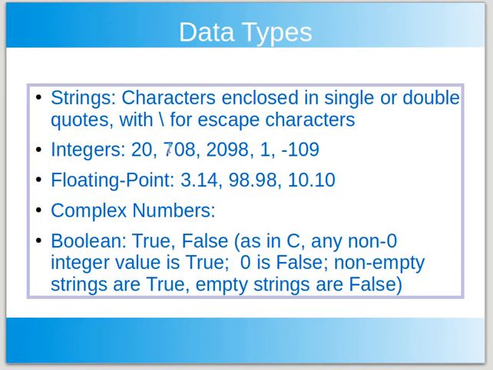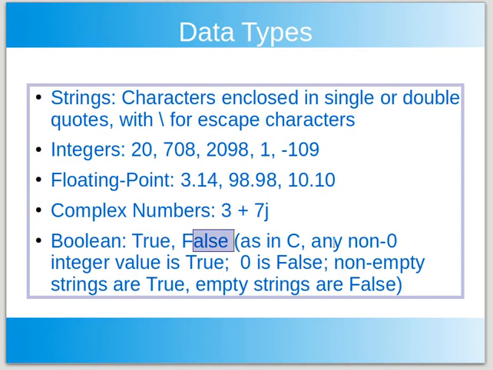Integers: 20, 708, -109, so these are just numbers without decimal points. Floating point numbers are just what we know as decimal numbers, things like 3.14, 98.98, and 10.10. Complex numbers are things like 3 plus 7j. Python has support for that as well. And then a boolean is either true or false.